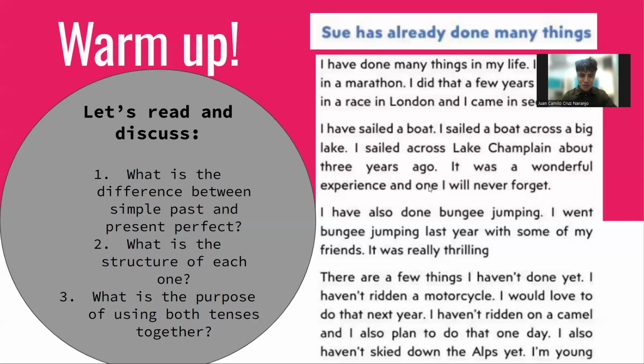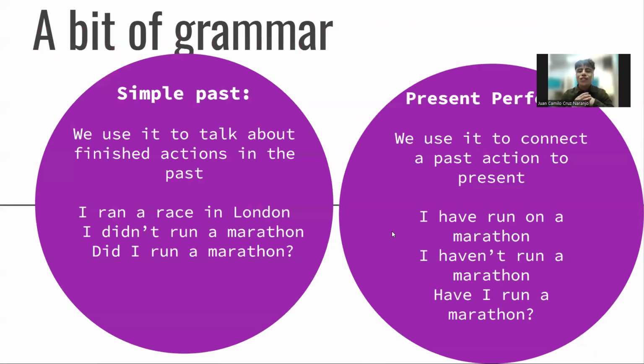Okay, welcome back, guys. Very good. So we're going to check the answers. We're going to identify if your answers during the conversation that you had in breakout rooms were correct or if you were quite close. So we're going to start by identifying the use of the simple past and the present perfect. So first, we use the simple past to talk about finished actions in the past, things that happened before and that even when they were important for us, they finished in the past.